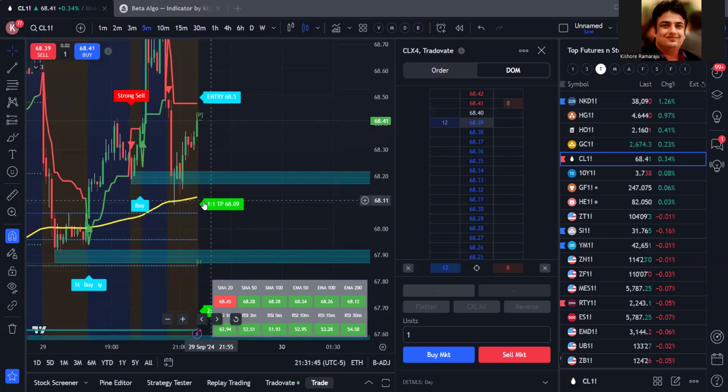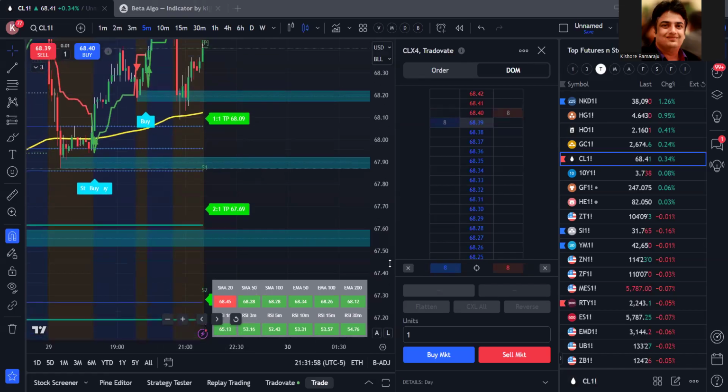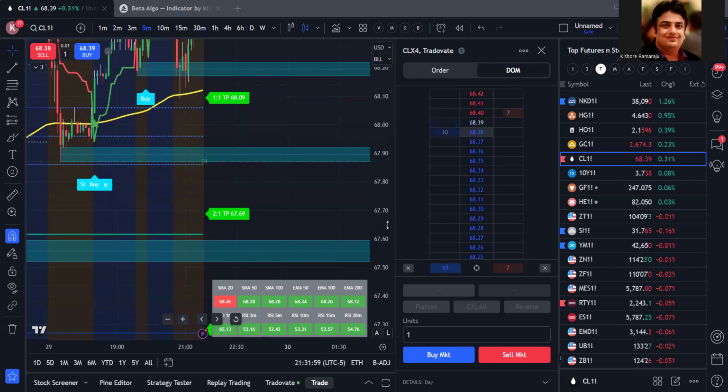All you need to follow is some three or four rules. If it is above blue and above yellow, look for the long opportunities. If it is below yellow and below blue, look for the sell opportunities. If there is a gap, it will be more in a range on the side. It will go up, come down, go up, come down. If the lines are very close to each other, there will be a big downtrend or big uptrend.